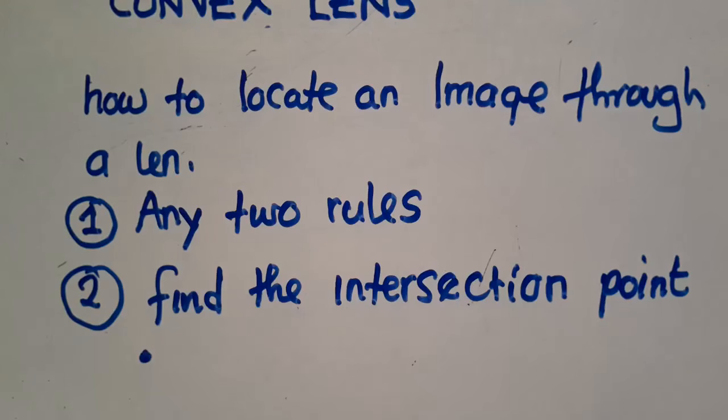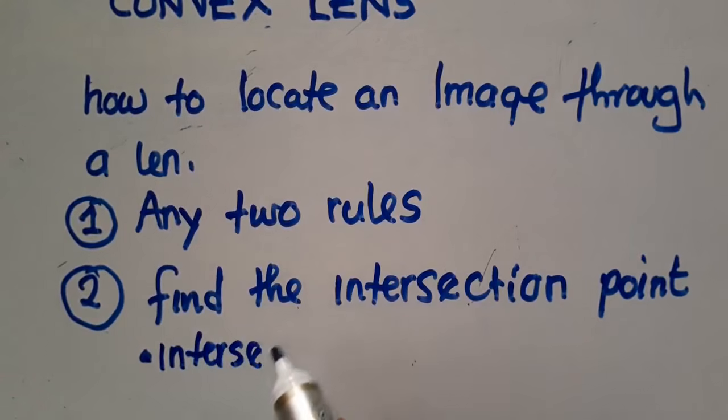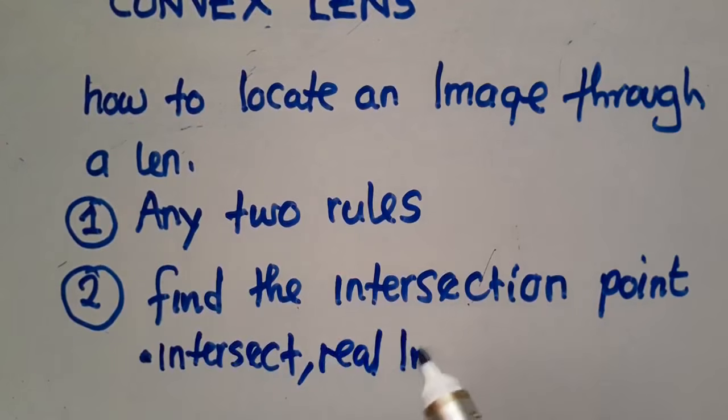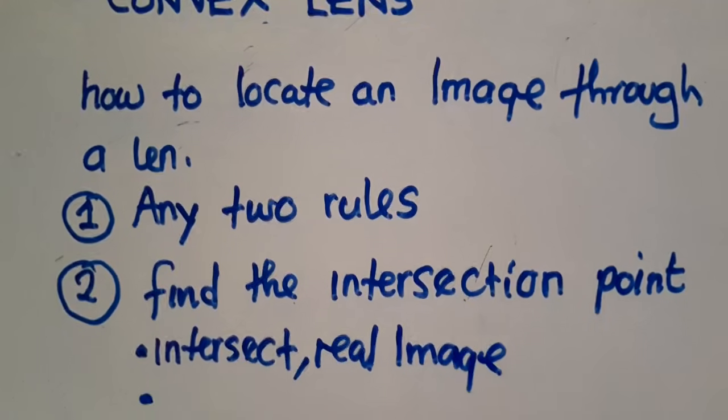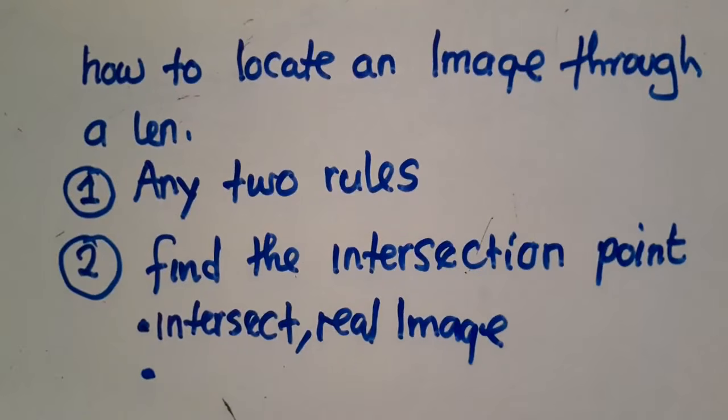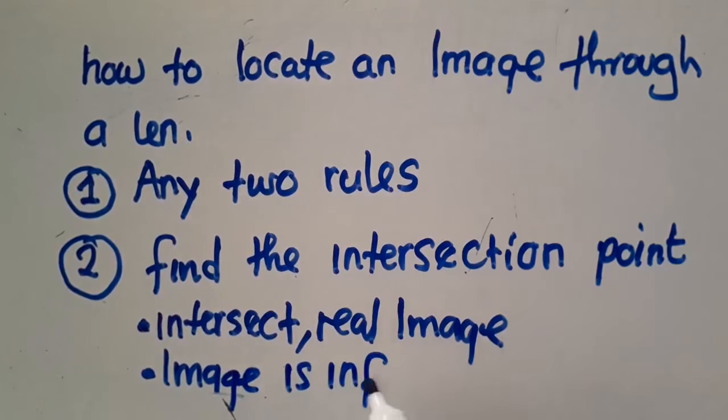The last point that you need to know. So I talked about the first point. The first point, I said that if they intersect, it means that the image is real. Have you seen real image? Then the other point I said, if they do not intersect, it means that the image is at infinity. This is what you need to understand.